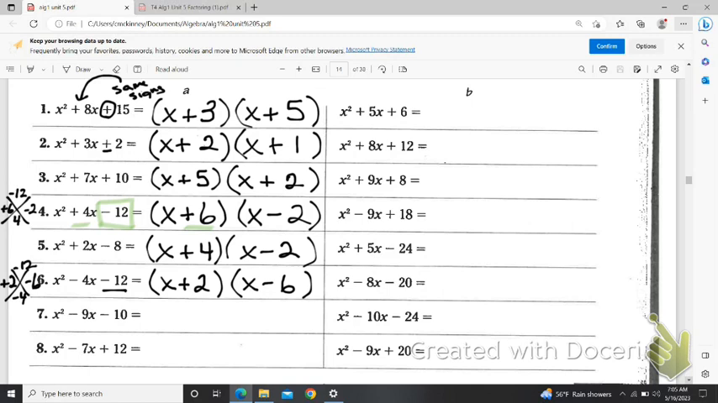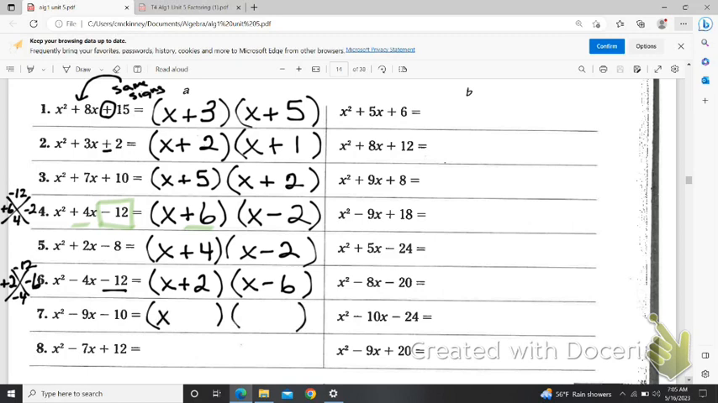Any of these you can always check by multiplying it out, or if you picked up on the shortcut on the other side of this page, try that shortcut. Make sure that they add together to get the middle and multiply to get the end. People would catch most of their mistakes if they just paused and thought about that.